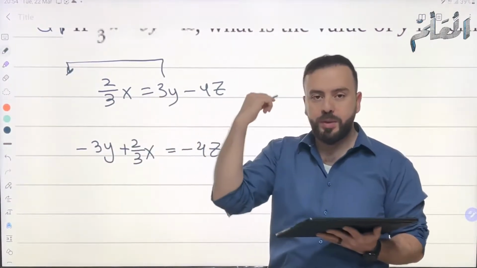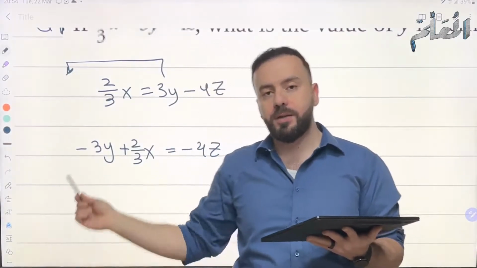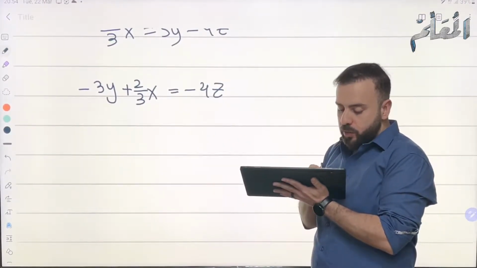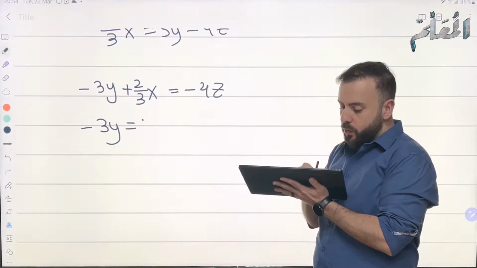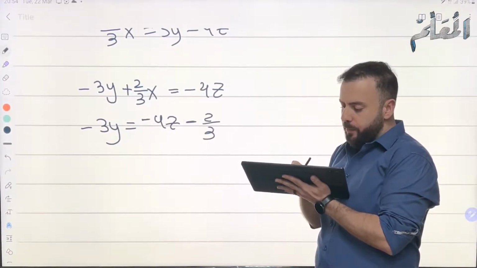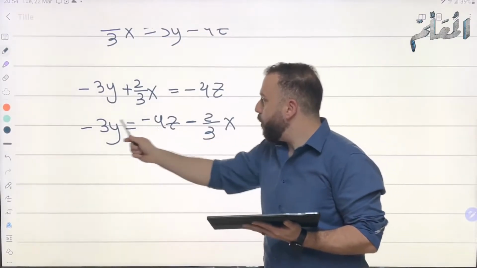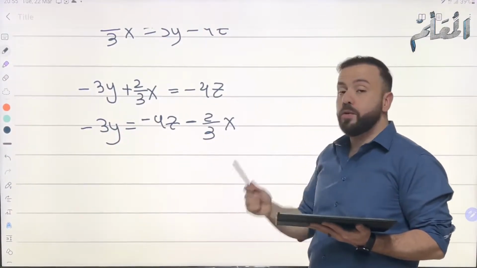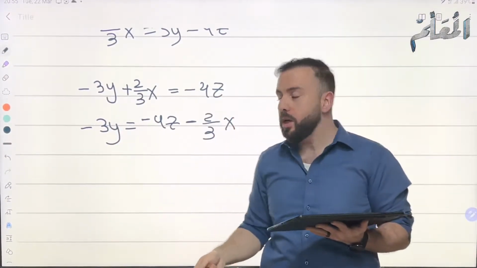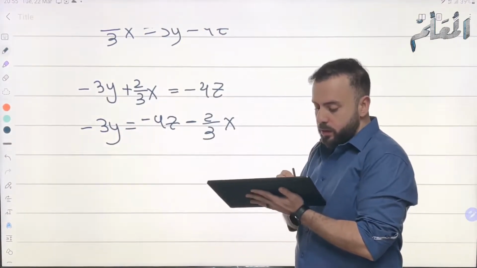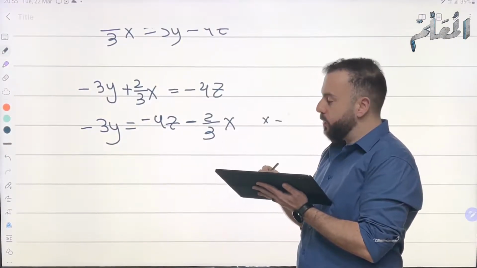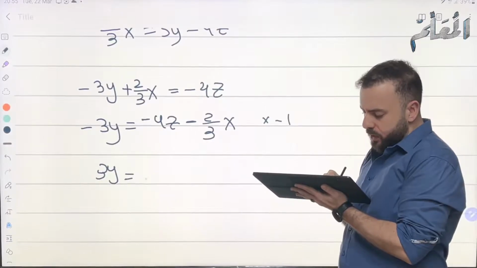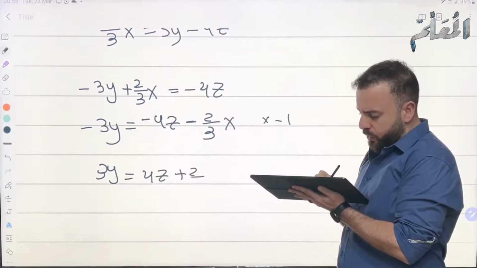So the first step, I just shifted the 3y. Of course, when you shift, as we said before, we need to put a negative sign on the left hand side. After that, we shift the 2 over 3x to the right side. That's going to be negative 3y is equal to negative 4z minus 2 over 3x. So check the equation on both sides. It contains negative, negative, negative. To change that, we multiply the whole equation by negative 1. Then the signs change here: 3y is equal to 4z plus 2 over 3x.